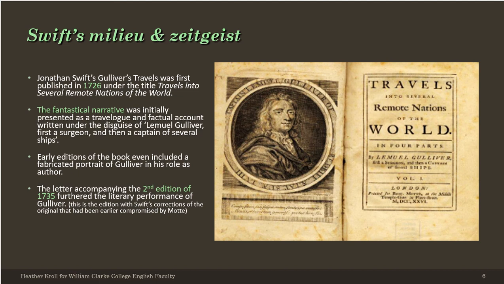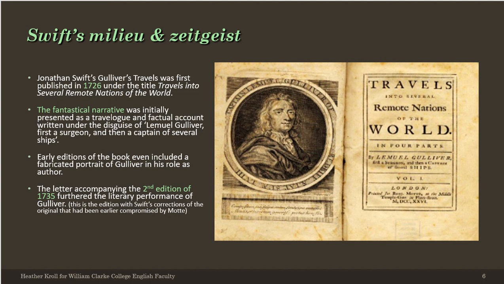Jonathan Swift's Gulliver's Travels was first published in 1726 under the title Travels into Several Remote Nations of the World. So that would have been quite an evocative title at the time, because it was at the time of the Age of Enlightenment, and it was also at the era that Britain was expanding its economic imperialism around the world.